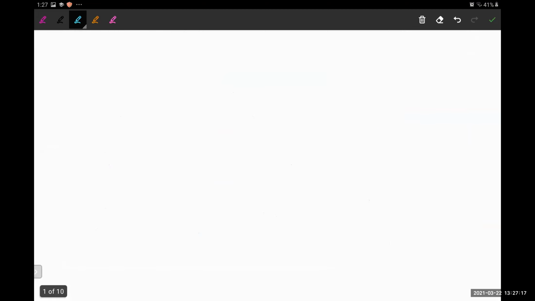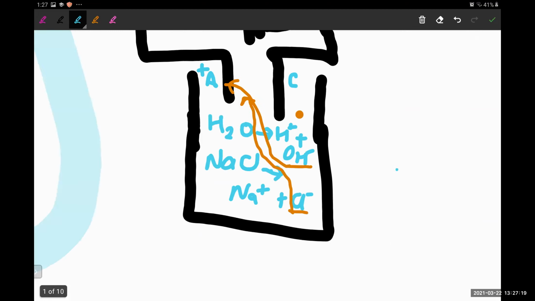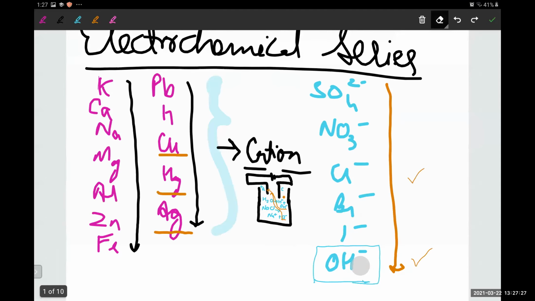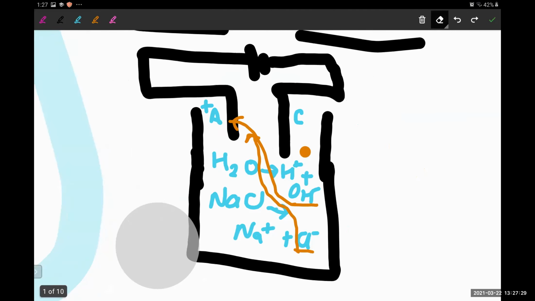So in this, what we need to now rub is this. Okay, the whole thing is getting rubbed. So see, what will happen in this? Only hydroxide will be getting discharged.